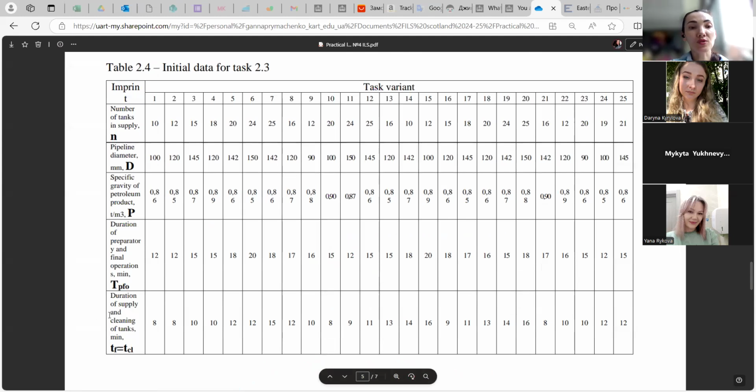It is the duration of supply and cleaning of tanks. It is the same time, but not the aging time. So we use 8 minutes, for example, if you have the first variant, 8 minutes, add our time which we decided in our formulas 3, and add the same 8 minutes. For example, if you have the first variant, or another time for other variants. Please do it.